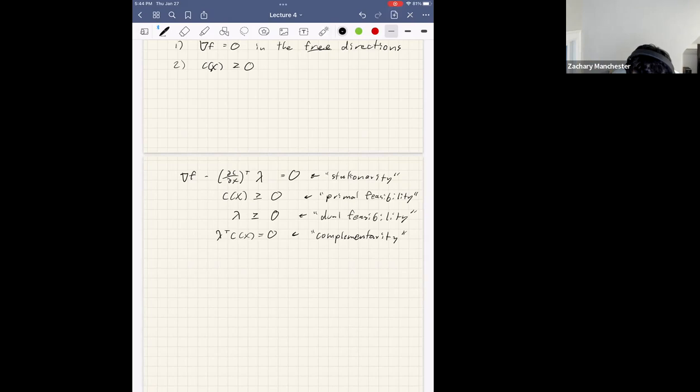So this whole set of conditions here, this whole set of first order necessary conditions, are called the KKT conditions. These are the real KKT conditions.